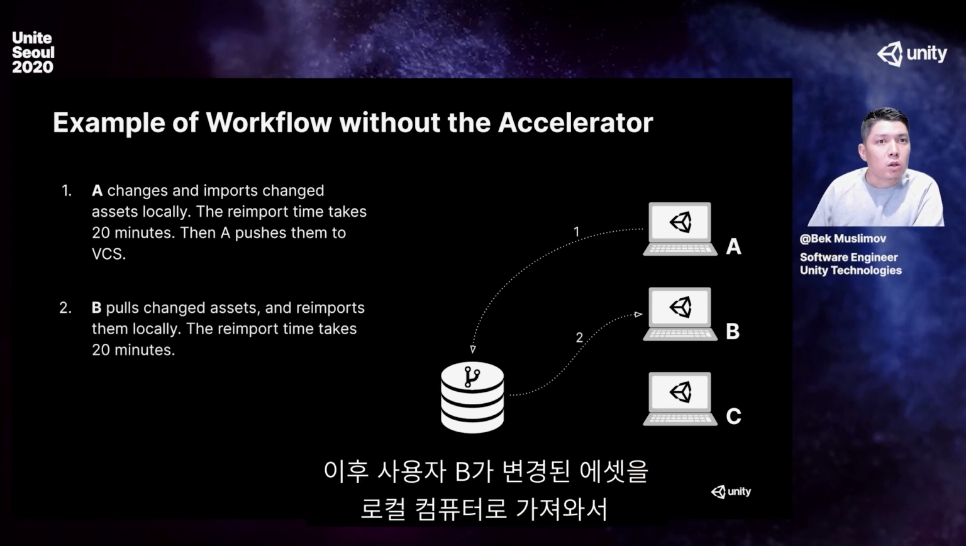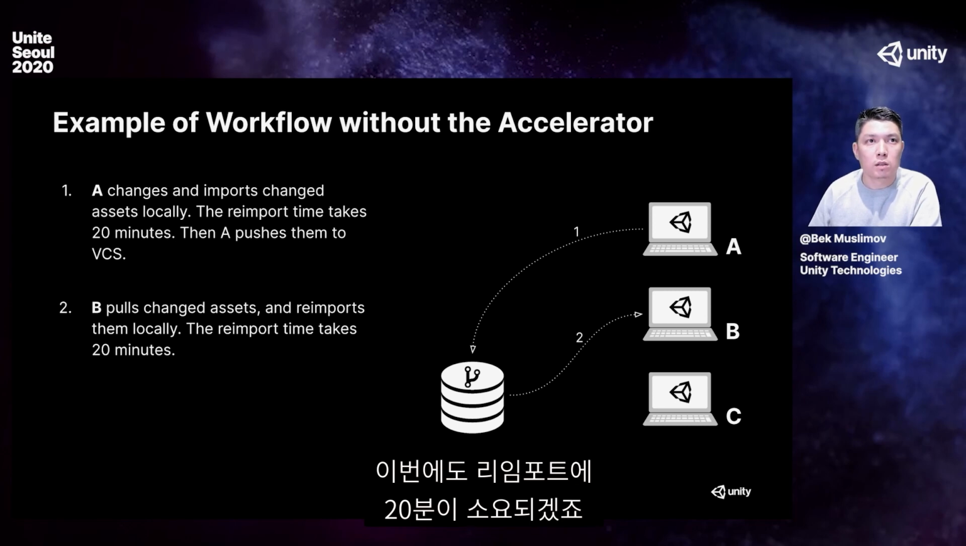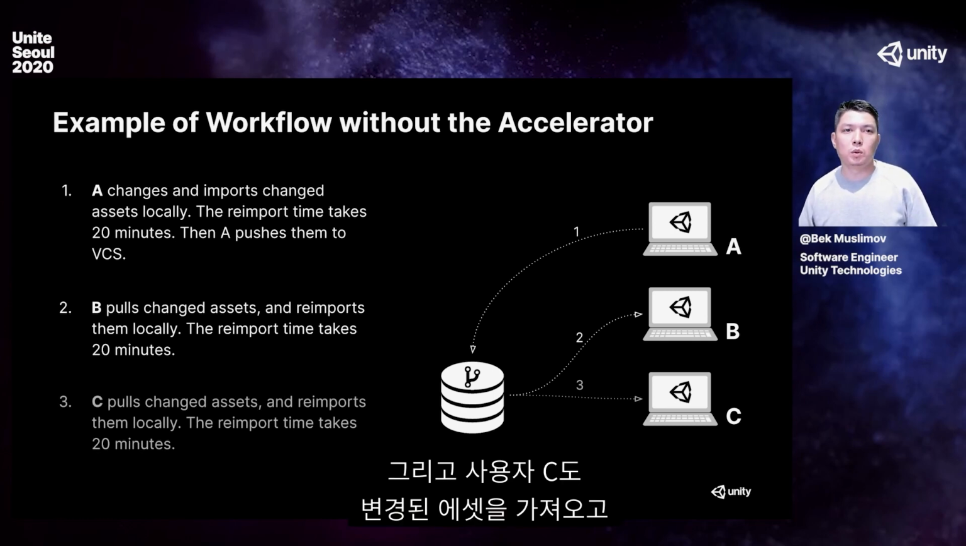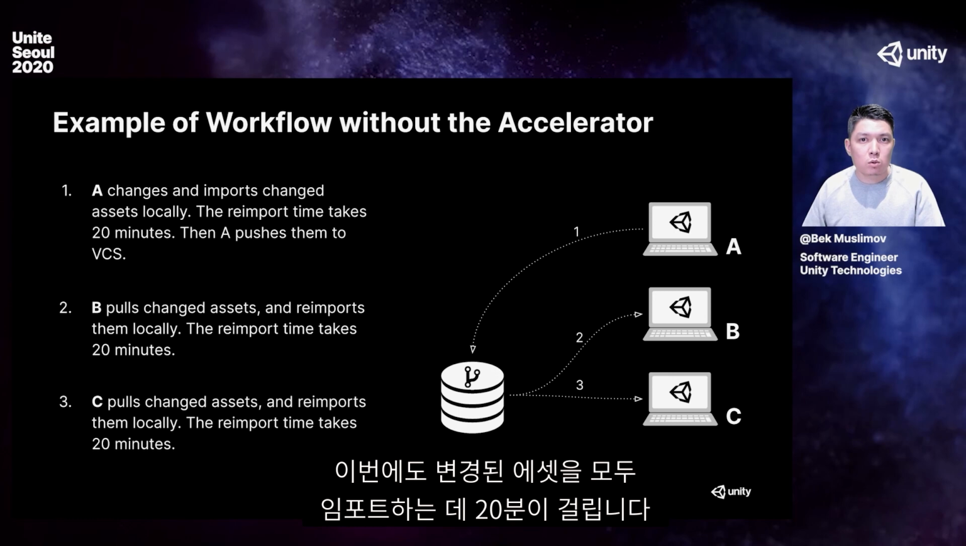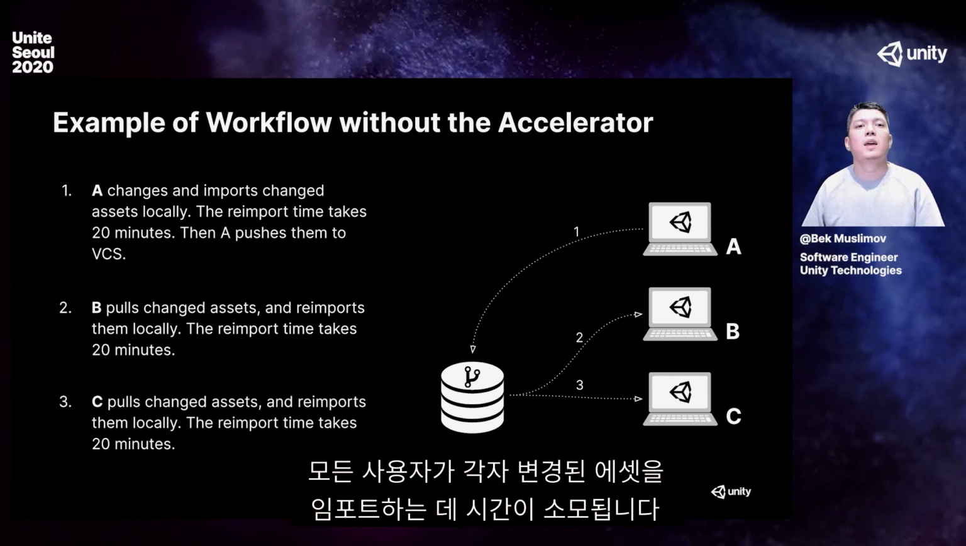Later, user B pulls changed assets into his local machine and reimports them. This time also, the reimport time takes 20 minutes. Then user C pulls changed assets too, and he also starts reimporting them. Again, it takes 20 minutes to reimport all of the changed assets. The conclusion here is every user is spending some time to reimport changed assets.